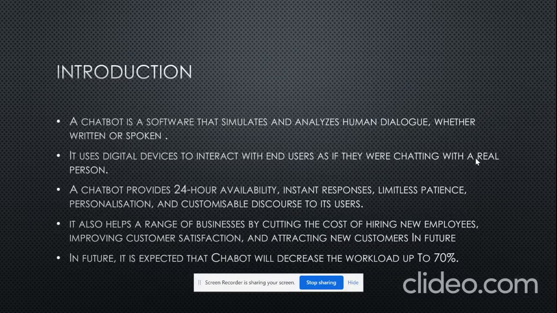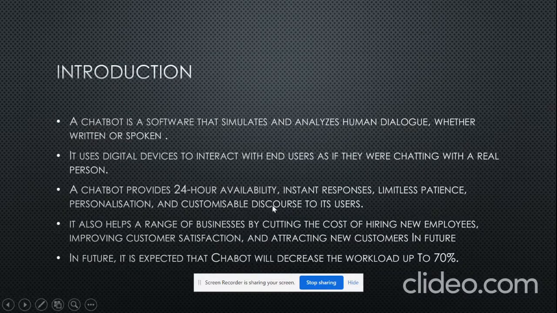Natural language processing is the most important application of artificial intelligence. It's a technique for training a machine or computer to comprehend human language. Conversational agents or conversational systems, sometimes known as chatbots in the media and business, are one of the most well known applications of NLP. A chatbot is a software that simulates and analyzes human dialogue, whether written or spoken. It uses digital devices to interact with the end users as if they were chatting with a real person.